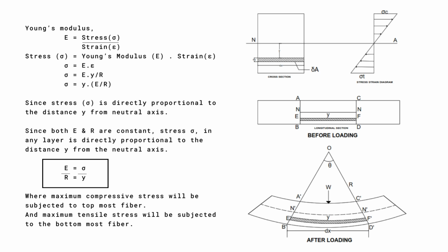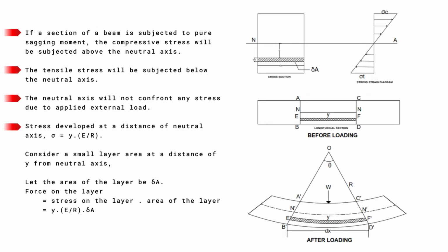That implies E by R equals sigma by y, where maximum compressive stress will be subjected to the topmost fiber, and maximum tensile stress will be subjected to the bottommost fiber. So far in this video, we have discussed that if a section of a beam is subjected to pure sagging moment, the compressive stress will be subjected above the neutral axis and the tensile stress will be subjected below the neutral axis. The neutral axis will not confront any stress due to applied external load. Stress developed at a distance y from the neutral axis, sigma, equals y multiplied by E by R.